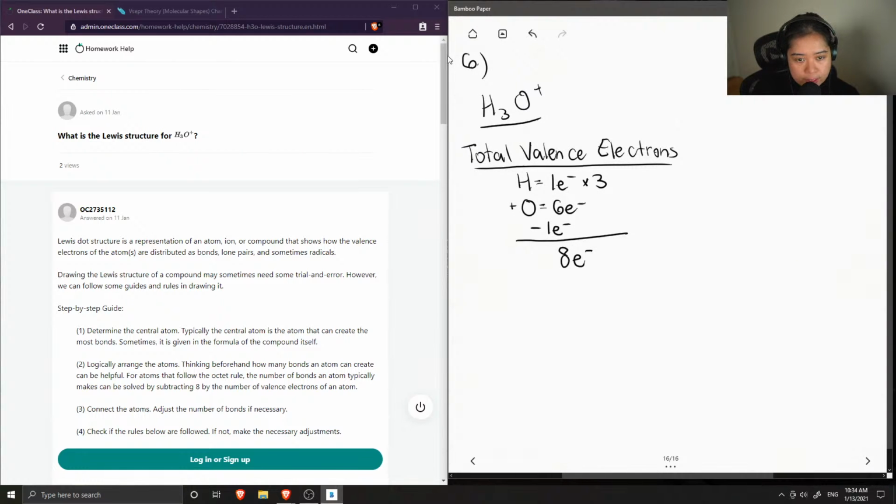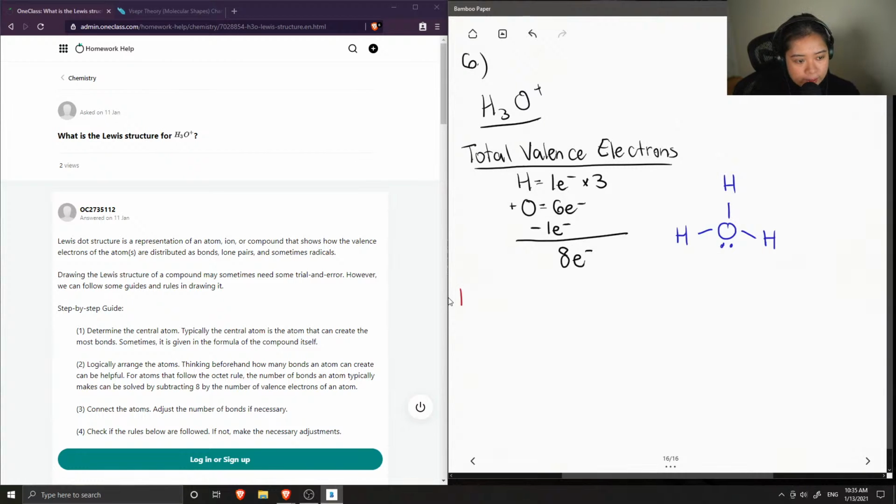So now oxygen is our central atom, since it is more electronegative. And then let's just draw single bonds to all of the hydrogens and count out how many electrons we've drawn so far. Each bond contains 2 bonding electrons, so we have 6 drawn so far. Since we need 8 valence electrons in total, I'm going to draw the last 2 on my central oxygen atom.